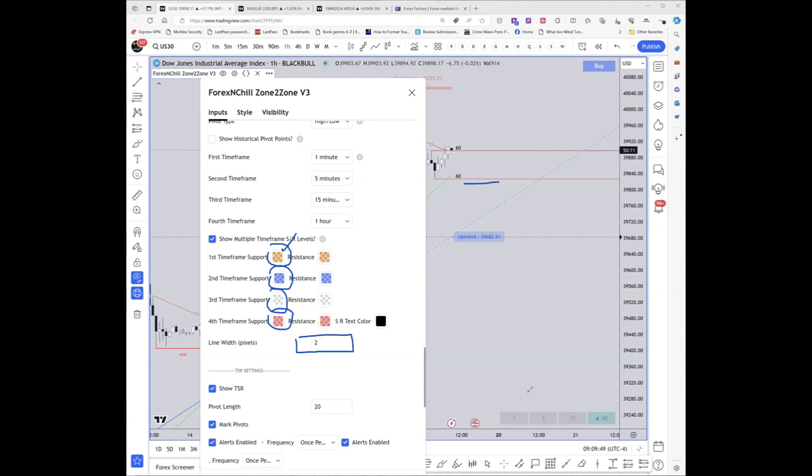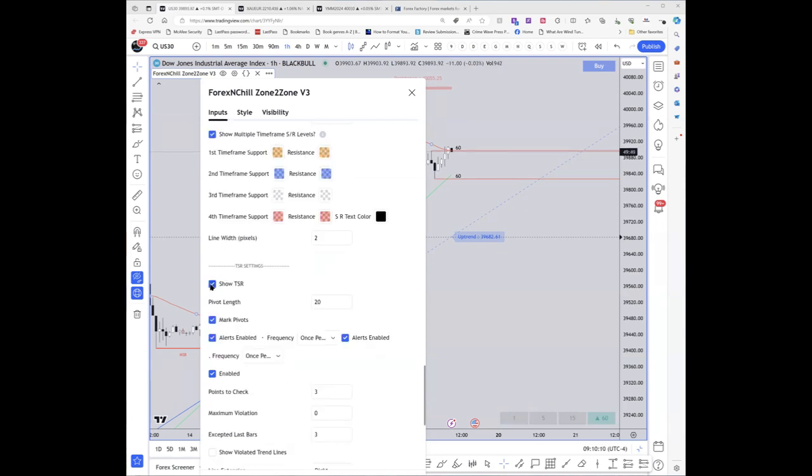One thing you want to notice, now we only see 60 minutes. It can only show the current time frame and above. So if I go down to 15 minutes, it's going to show me 15 minutes and 60 minutes. If I go down to 1 minute, it's going to show me all 4. Show trend line, support and resistance. Okay, you see here, it's showing that. Mark the pivots. I'll show you those.